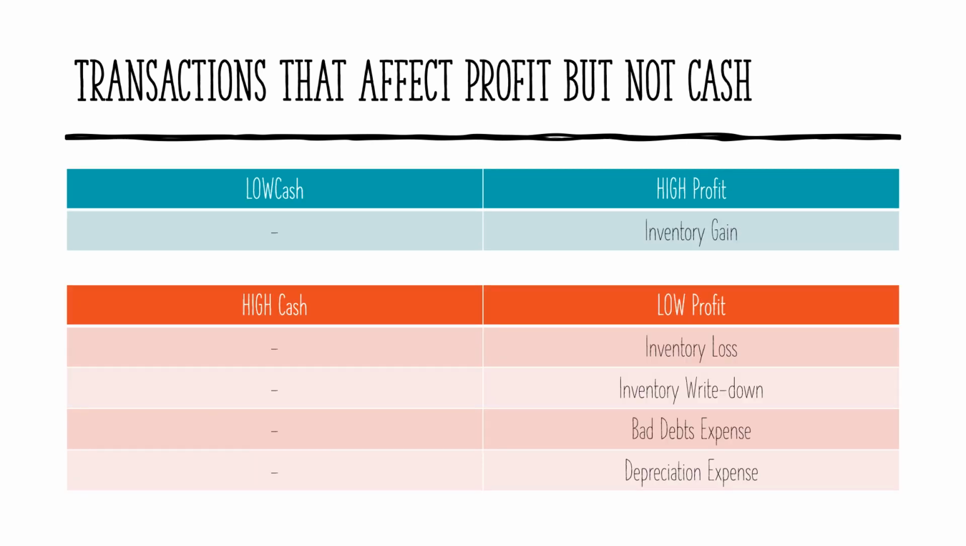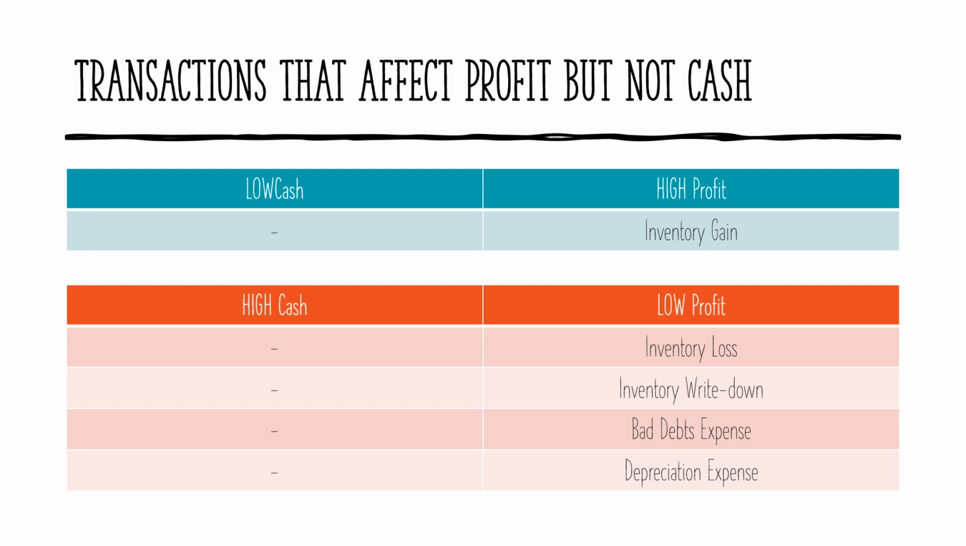Here we have transactions that affect profit but not cash. In the first table, we have inventory gains, which are revenues. However, it does not affect cash. This will lead to a situation where we have high profits but low cash.